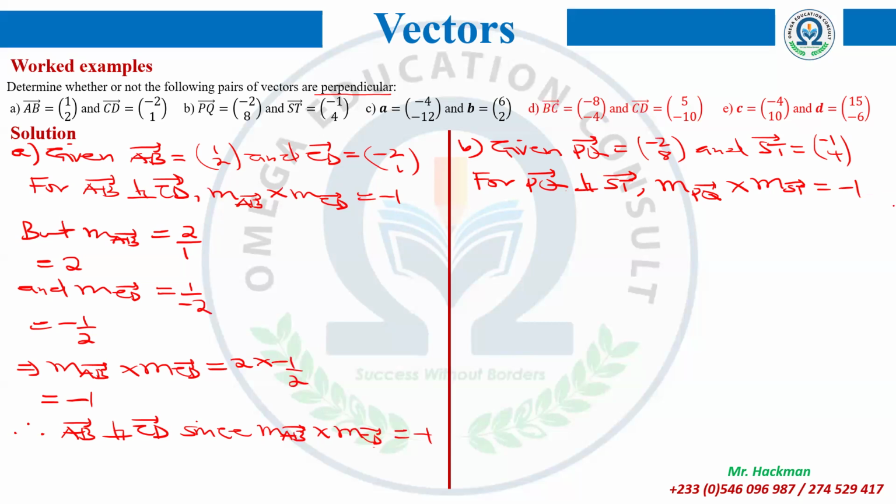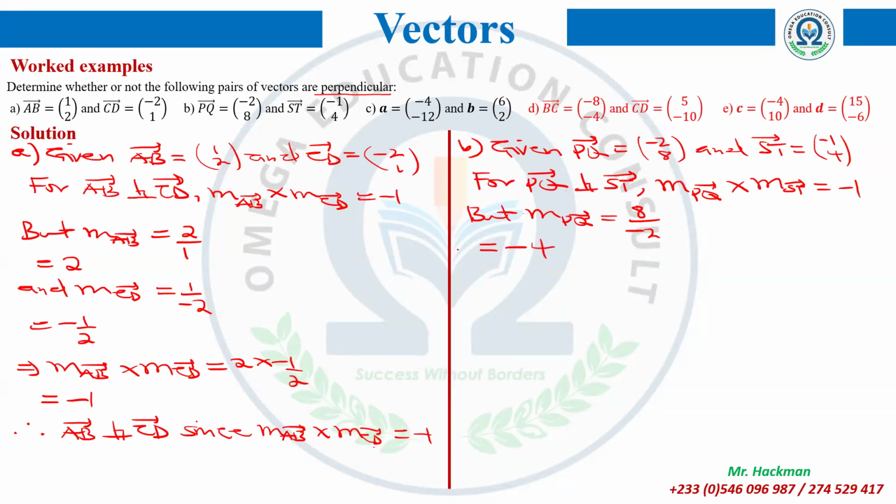Please take note, not 1, -1. So how do we find this? Before we can find this side, you have to find these gradients. Are they given? No. So we have to go and look for them. The gradient of the vector PQ will be equal to, remember we said, y over x. So your y component here is 8 over the x component, which is -2. So that gives us -4. Am I right, my professors?